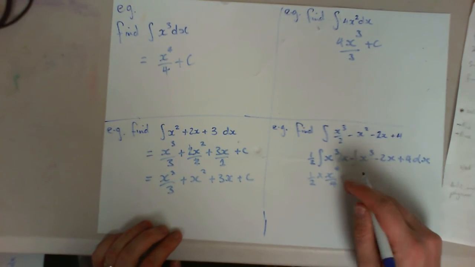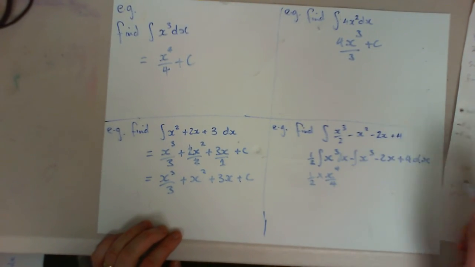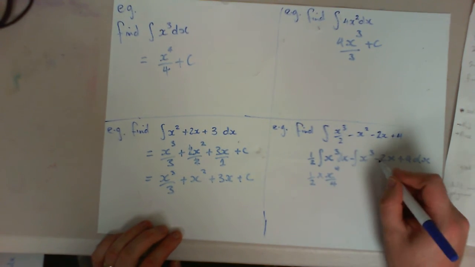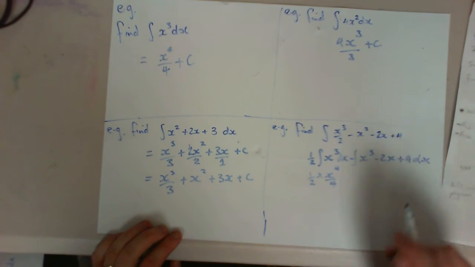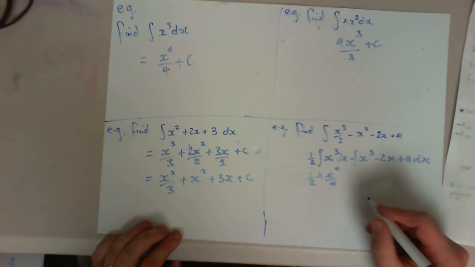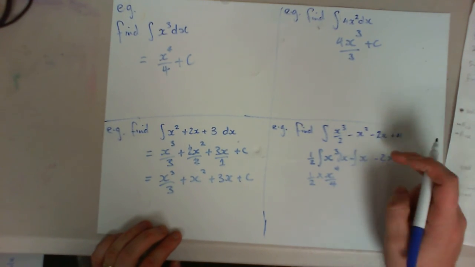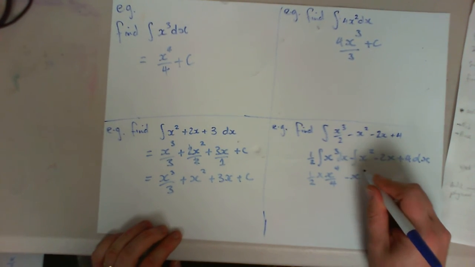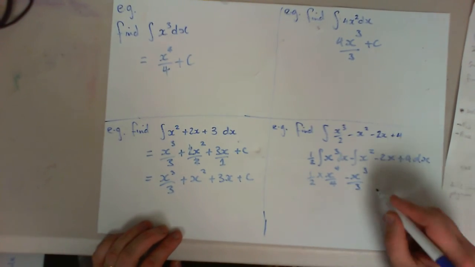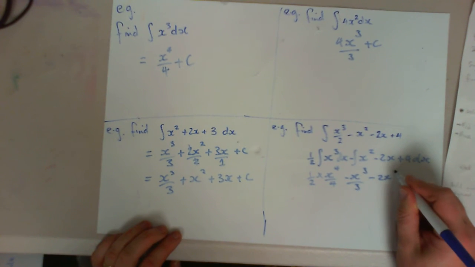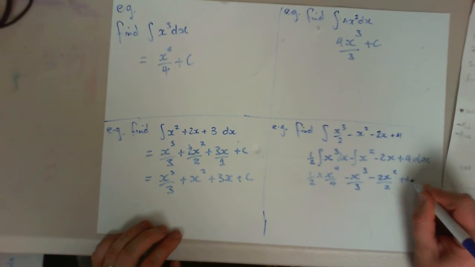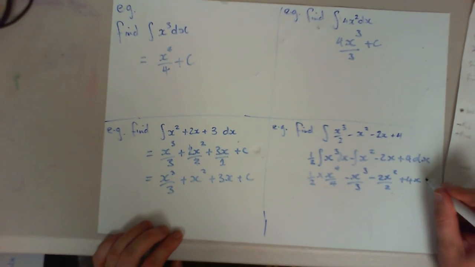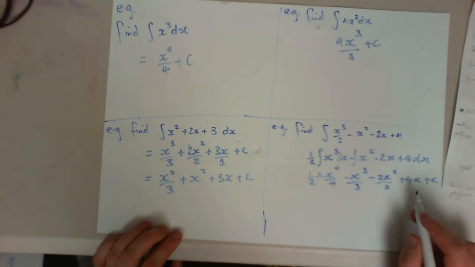Now I'm going to be taking away each part here. I need to be careful there because we've got to make sure that we get our signs right here. So we've just got to take away each part basically. Oops, and that was only x squared. So I'm going to increase my power, divide by my new power. Increase my power, divide by my new power. And increase my power, plus c.